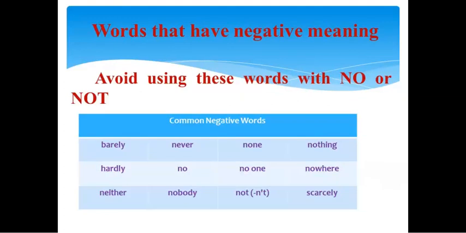These words are not accepted with no or not. Don't use them with each other, because they are going to give me double negative. Words like barely, hardly, neither, never, no, nobody, none, no one, not even, nothing, nowhere, and scarcely. Let's take more examples to discuss it.